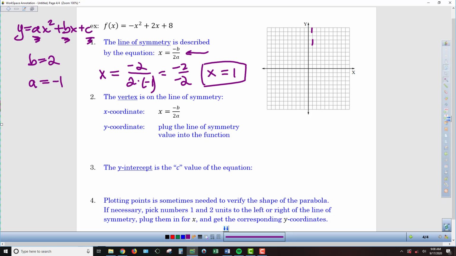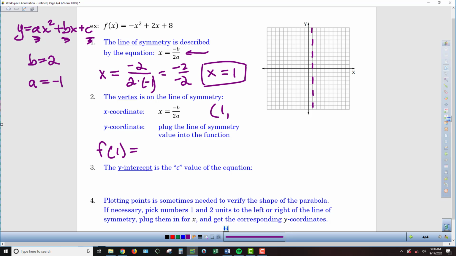So I'm going to go ahead and put in a vertical dotted line here at x equals 1. I know that's the line that my parabola is going to be centered on. I also know that that doubles as the x-coordinate of my vertex. So I know that 1 is the x-coordinate. To figure out the y-coordinate, I'm going to plug that line of symmetry value into my equation. So I'm evaluating my function at x equals 1.